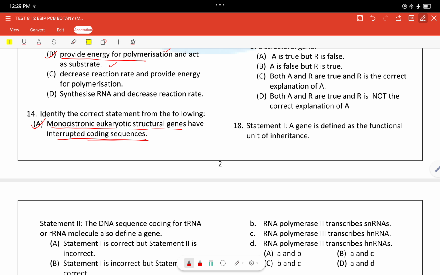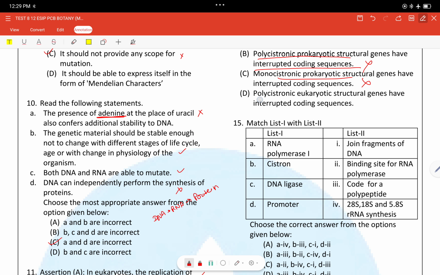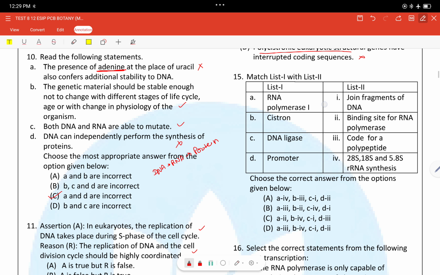So this is correct. And the other options, if we consider polycistronic prokaryote, that is correct, but they do not have any interrupted coding sequence, so it is incorrect. Monocistronic prokaryotic, that is incorrect, and polycistronic eukaryotic is also incorrect. So the answer is A only.